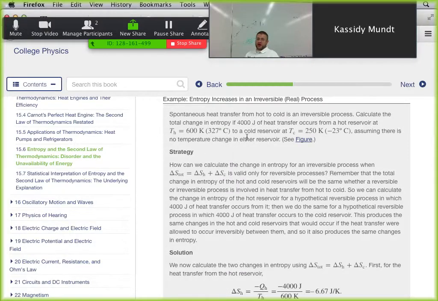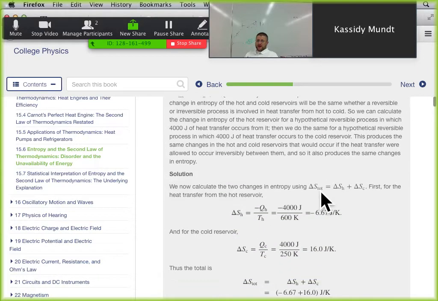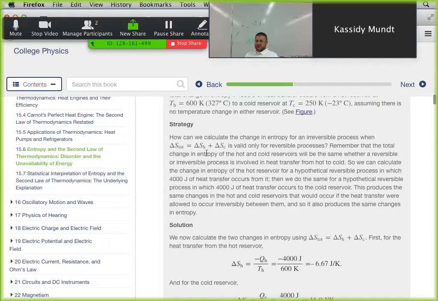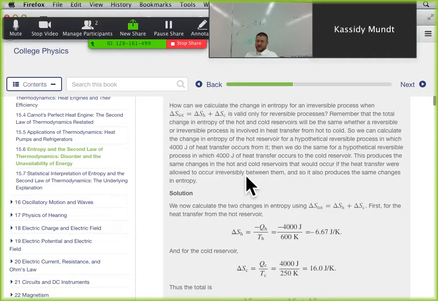So the temperature of the hot side is 600 Kelvin. That's the temperature of our coffee, apparently. Oh, this isn't coffee. This is some hot reservoir. And then we have a cold reservoir at 250 Kelvin. We're going to put something in between them and allow some heat transfer, and we're going to calculate the total change in entropy. The change in entropy is going to be the entropy at the hot side and the entropy at the cold side, and subtract the two.